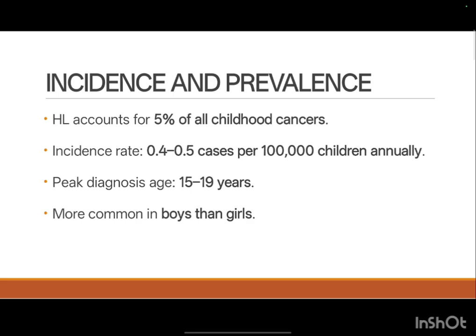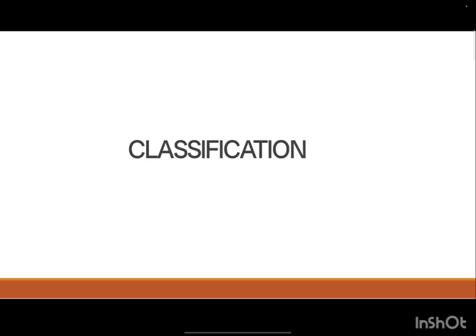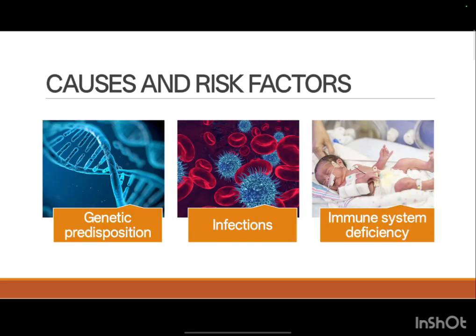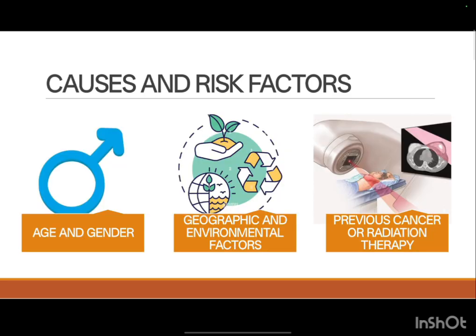Hodgkin's lymphoma accounts for 5% of childhood cancers. Incidence rate is 0.4 to 0.5 cases per 1 lakh children annually. Classification. Causes and risk factors: genetic predisposition, infection, immune system deficiency, age and gender, geographic and environmental factors, previous cancer or radiation therapy.